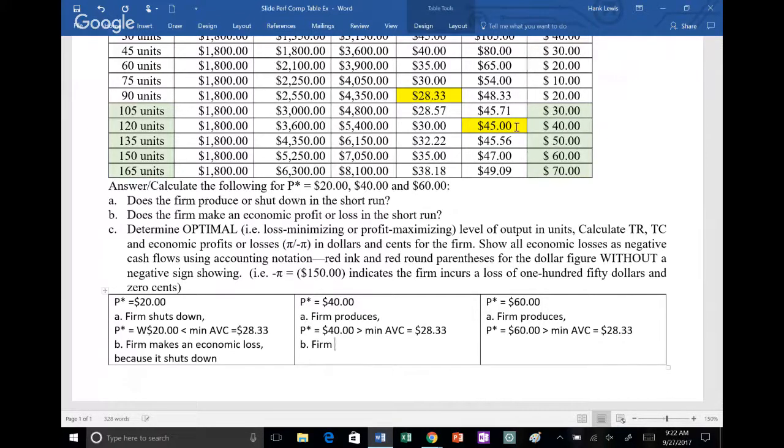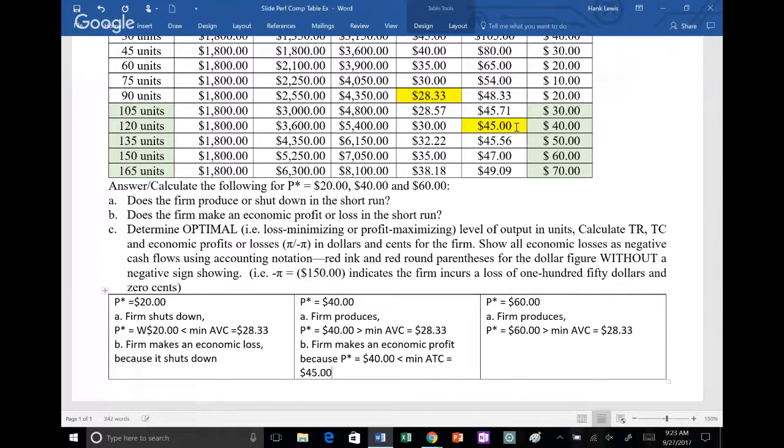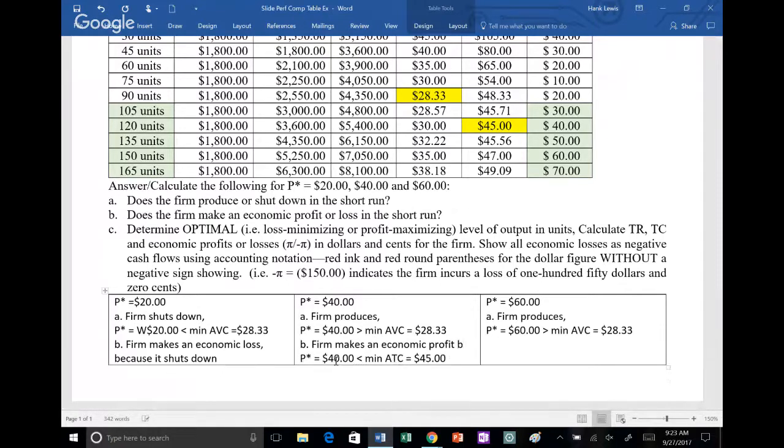So the firm makes an economic loss because P star, which is equal to $40.00, is strictly less than the minimum average total cost, which is equal to $45.00. I was using an abbreviation for "because" just so I can save some space.